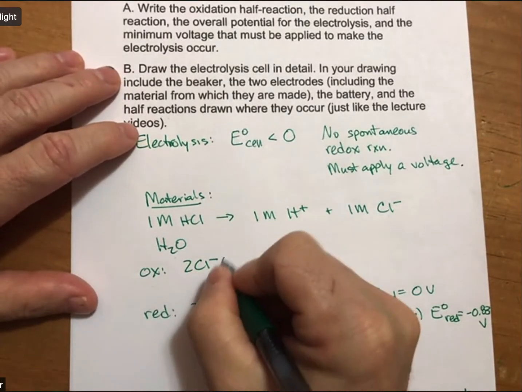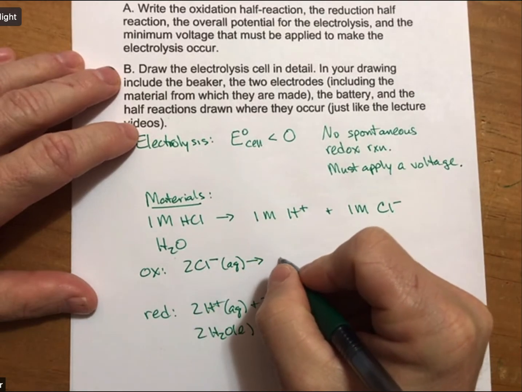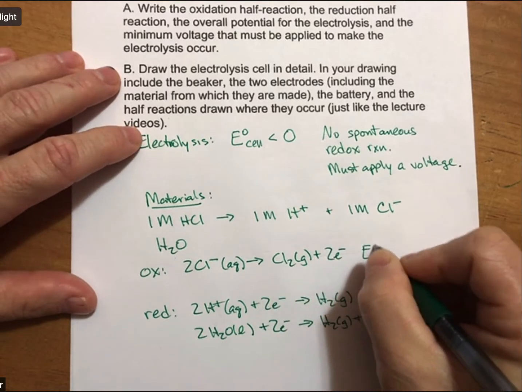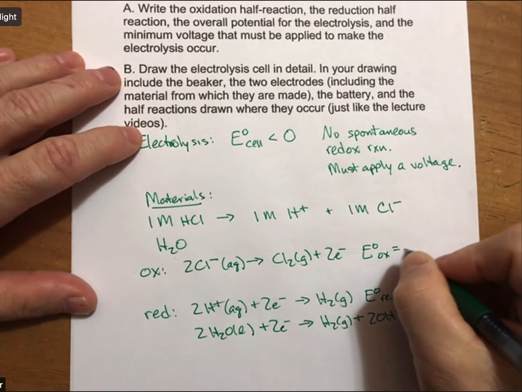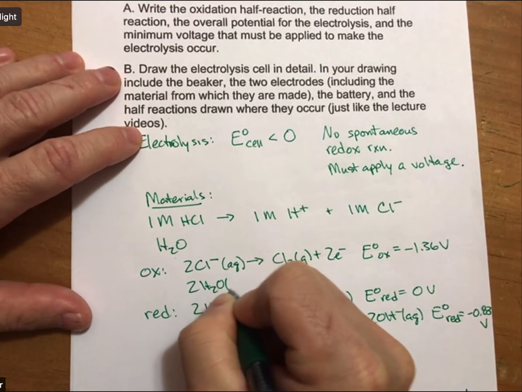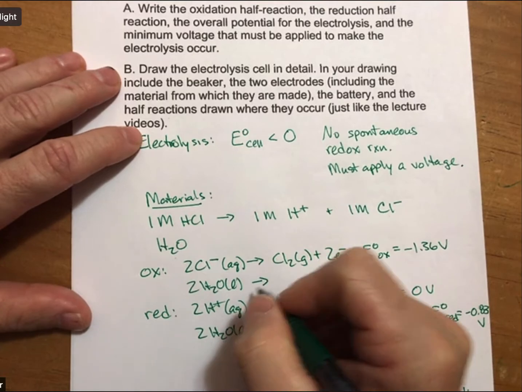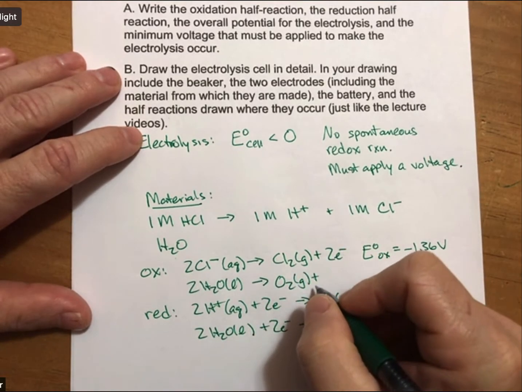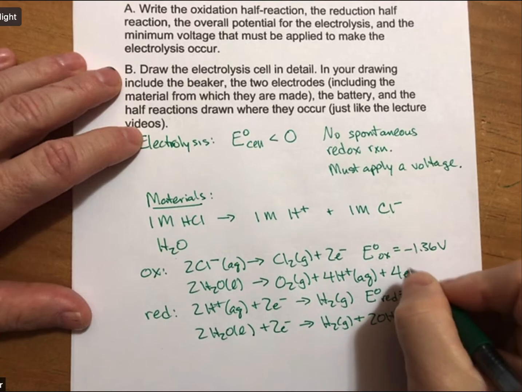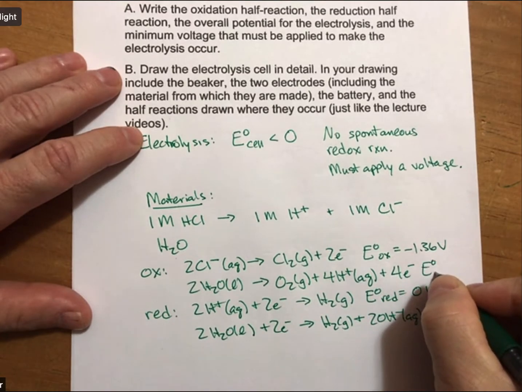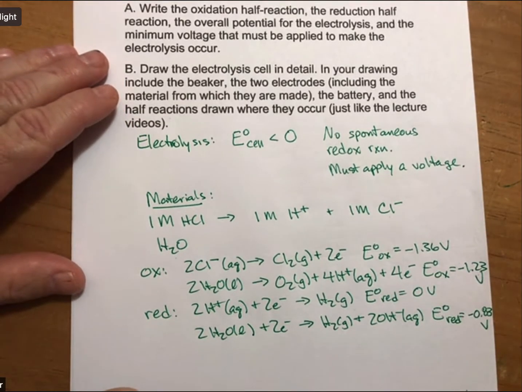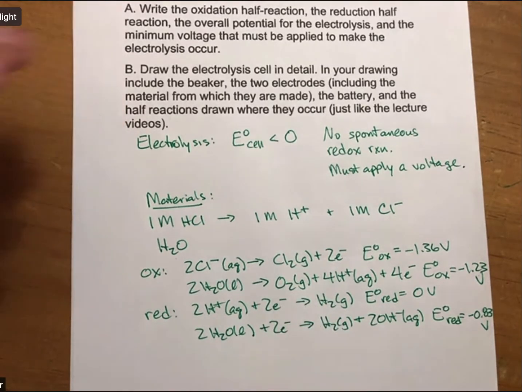Our two oxidations are going to be the two that we're doing in reverse. 2 chloride ions goes to Cl2 gas plus 2 electrons at minus 1.36 volts, and 2 H2O liquid goes to O2 gas plus 4 hydrogen ions plus 4 electrons at minus 1.23 volts. So all I've done is I've just written the possible reactions we have.